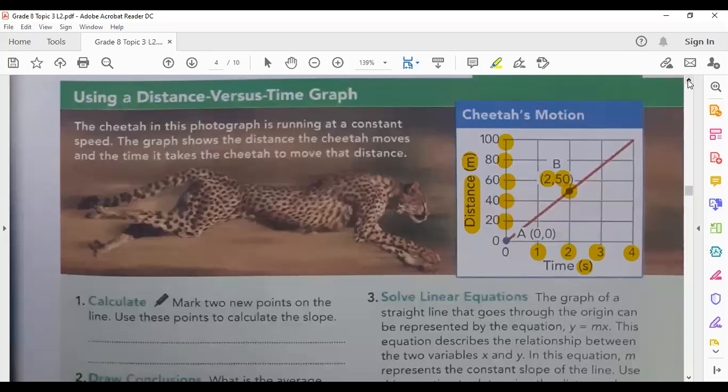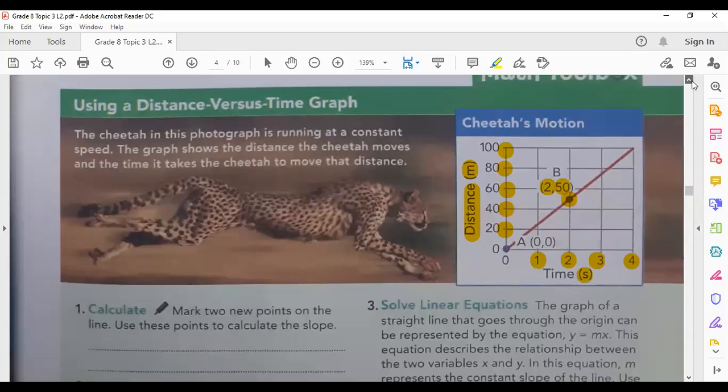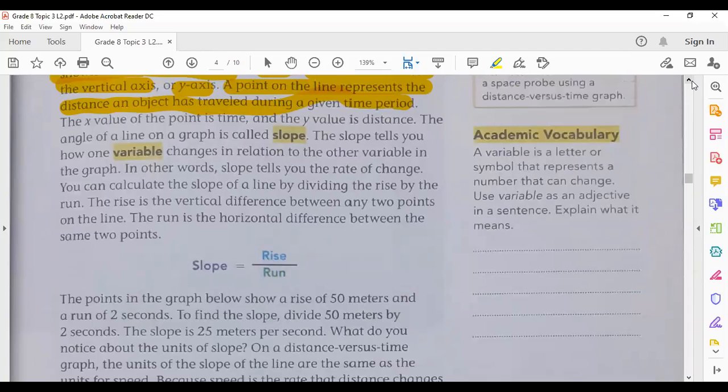Any point on the line graph is represented by two values, x and y, like this. For example, if you see a point 2 and 5, this means that this is on the x-axis and this is on the y-axis. For example, this point 2 means that at second 2, the distance is what? 50 meters. At second 2, the distance is 50 meters, so 50 meters per 2 seconds.